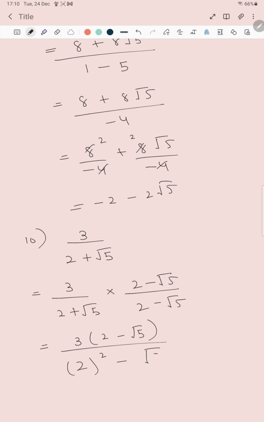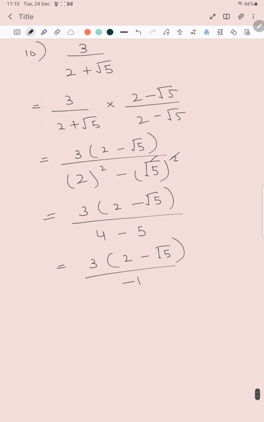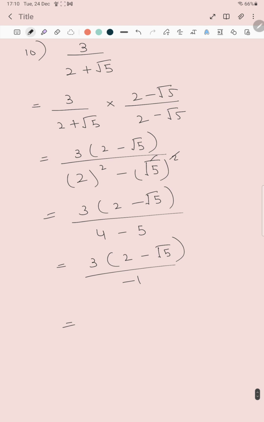2 square minus square root 5 square will be cancelled. So 3 into 2 minus square root 5 divided by 2 square is 4 minus 5. So 3 times 2 minus square root 5 divided by minus 1. So you can just remove this minus 1 by changing the places in the numerator. So square root 5 minus 2. So you can remove minus 1.